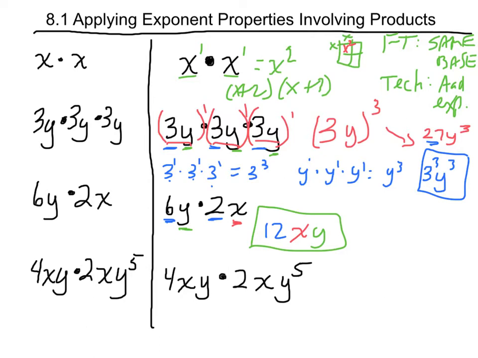And the last one down here, I see that I have a coefficient here, a coefficient there, so I can multiply my coefficients, and I get 8. And then I have the same base here, same base here. That's an exponent of 1, that's an exponent of 1. So that'd be x to the second. I add my exponents, and the bases are the same. So that's y to the 1 plus 5, which is 6th. Okay, so that's the basic review there. The next ones we'll take a look at.